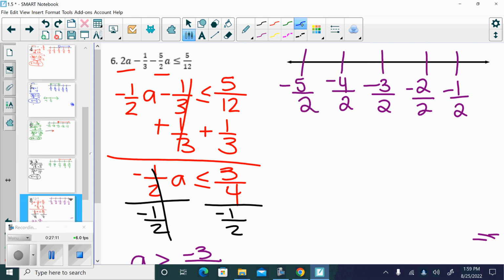Okay? Open or closed? Closed, because it has that "or equal to." And is my arrow, JT, to the left or the right? Very good. To the right. Very good. All right. All good? Okay.